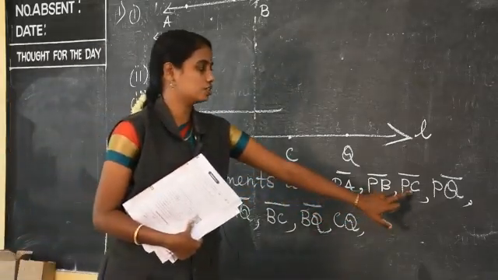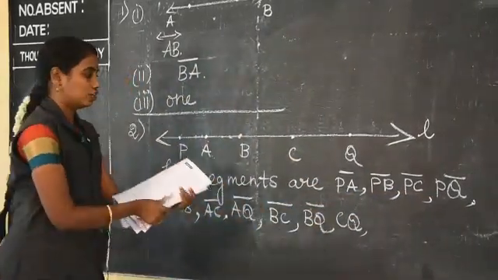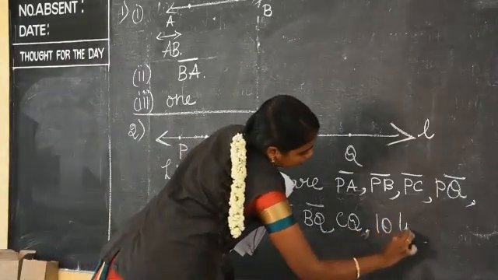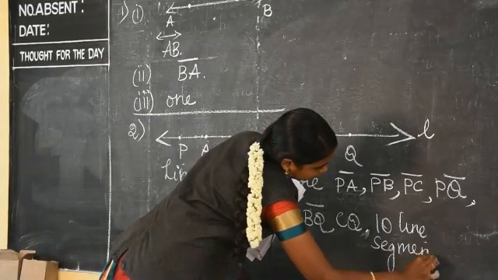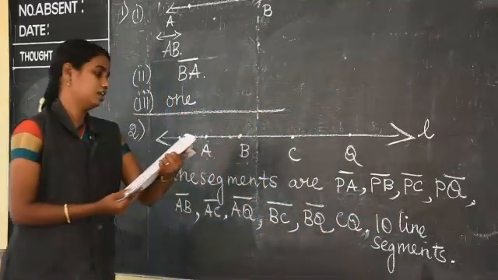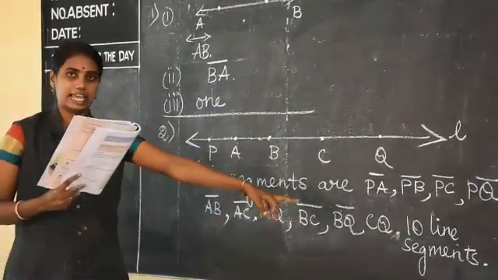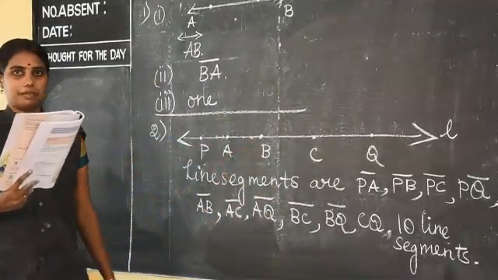So how many are there? 1, 2, 3, 4, 5, 6, 7, 8, 9, 10. Totally how many line segments? 10 line segments. The question is, how many line segments are there in the given line? So how many? 10 line segments. They are named, it's given. So we found that one by one.